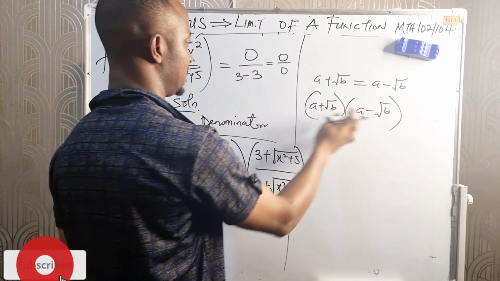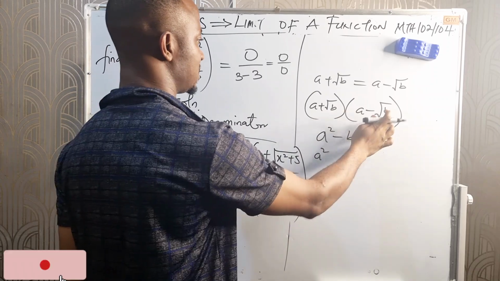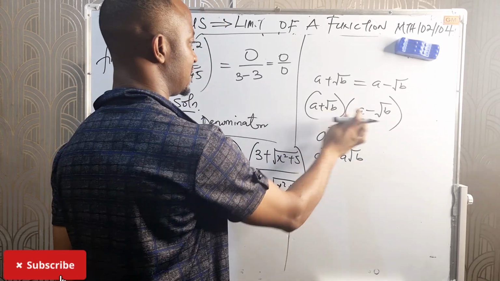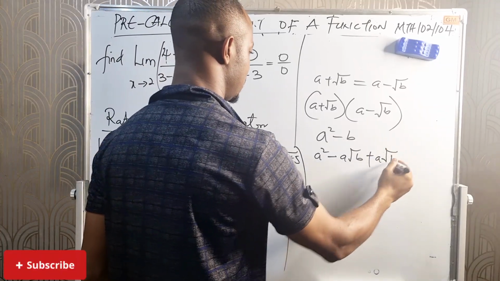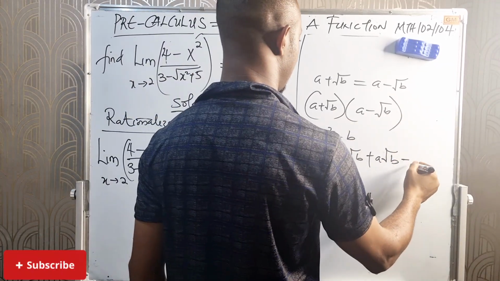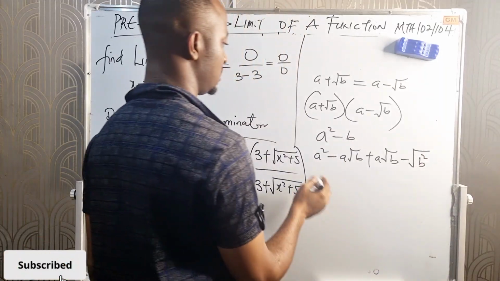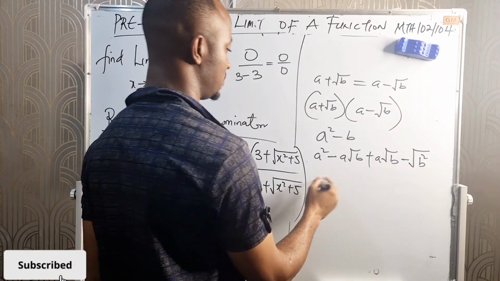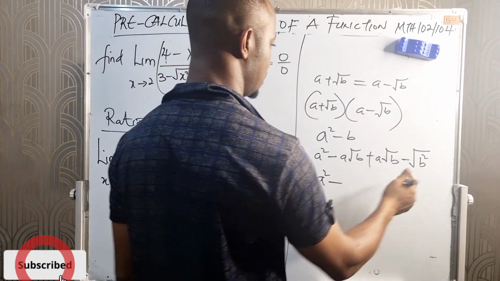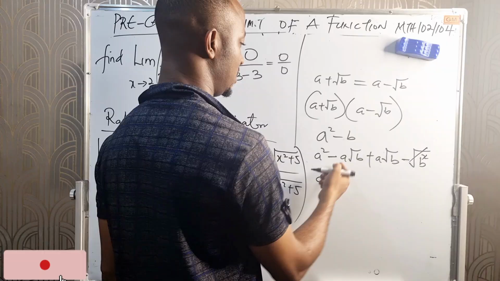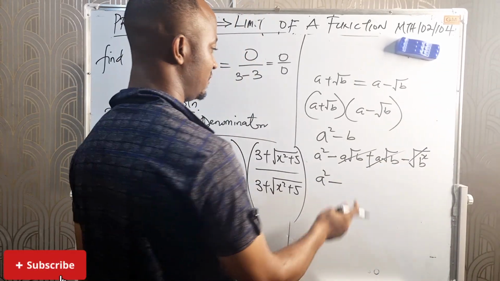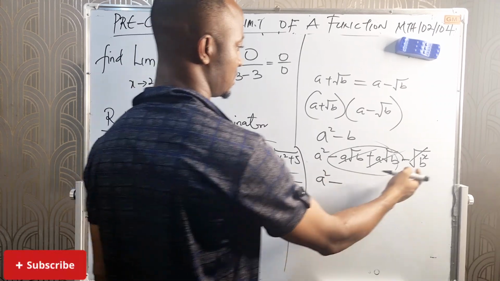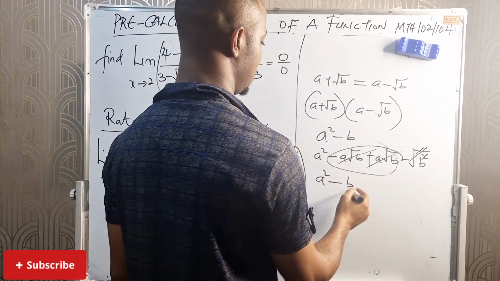So let's take it out. A times a is a squared. A times minus root b is minus a root b, right? Root b times a is plus a root b. Root b times minus root b is minus root b squared. So here we are left with a squared minus root b squared. The middle two cancel, they are already 0, right? We are left with a squared minus the square root canceling the square, we have b.